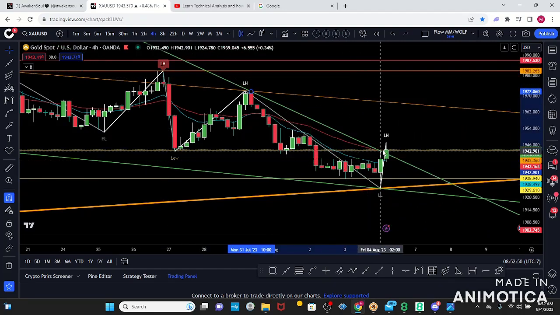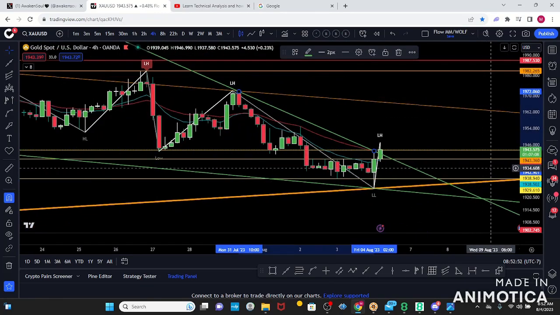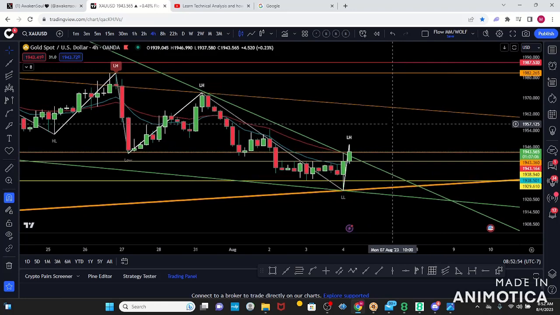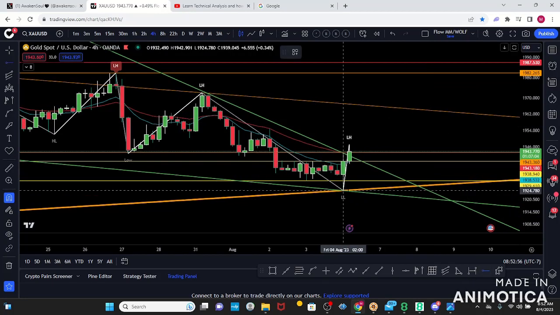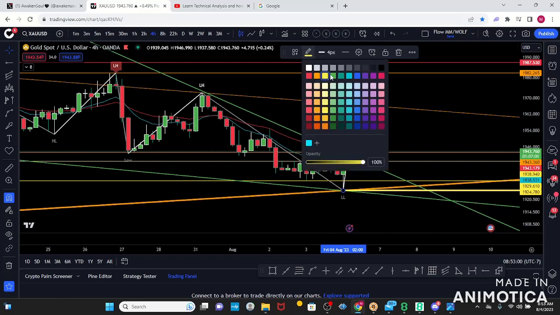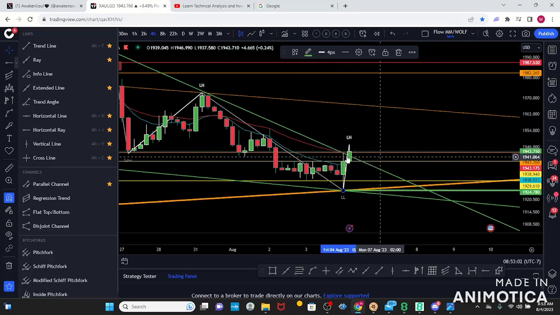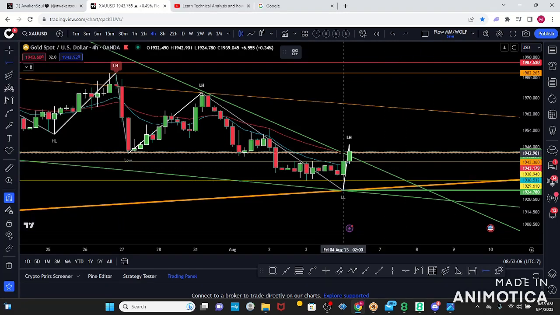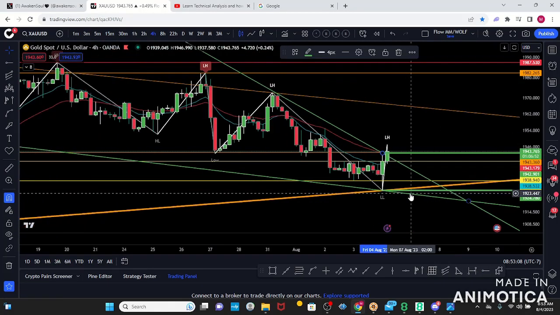So we could technically do this, right? Because this is a closed candle. So this is going to be my low. This is going to be my high, right? Let's move into the 1 hour.